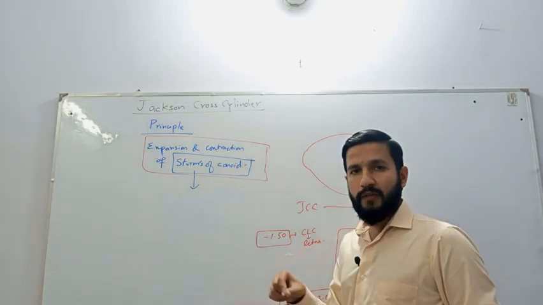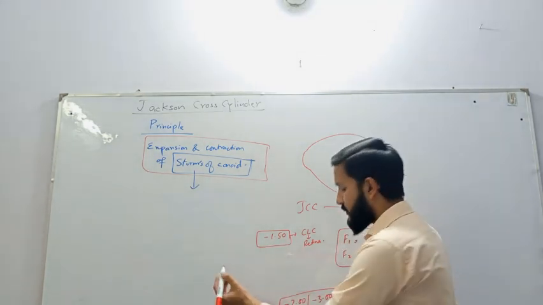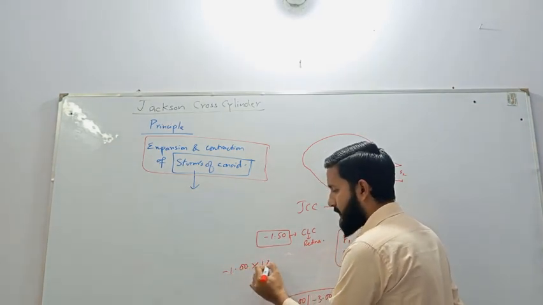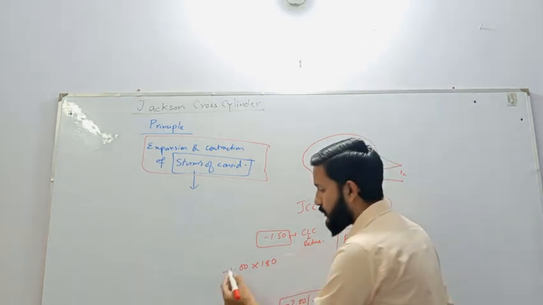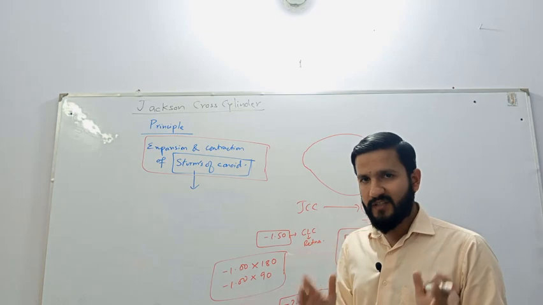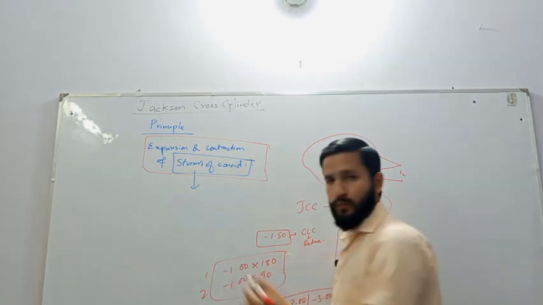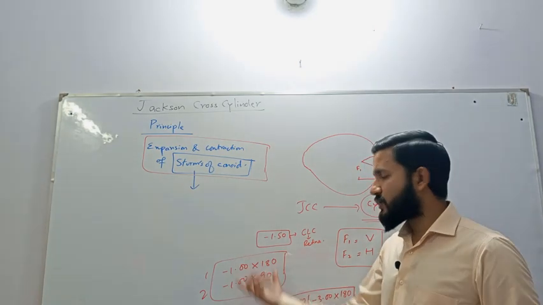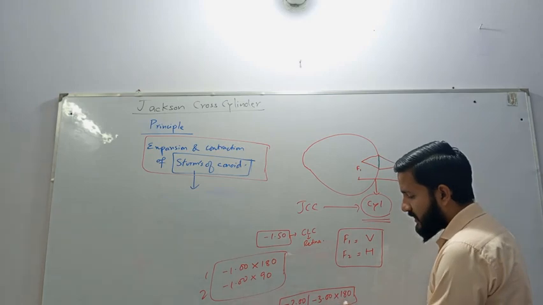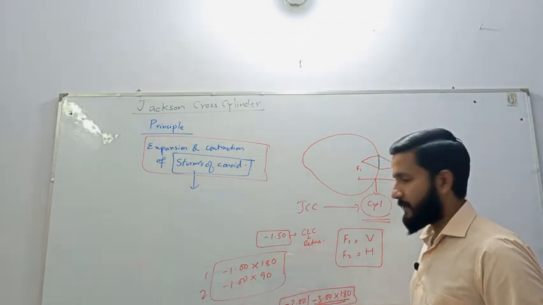Now when I show him Jackson cross cylinder at various positions, let's suppose in position 1 I have shown him -1 cylinder at 180, and in position 2 I have shown him -1 cylinder at 90, and I have asked the patient which position is clear, either position 1 or 2. I'm doing this just to find out the cylindrical correction required by the patient, and we know that this patient requires -3 cylindrical lens at 180.